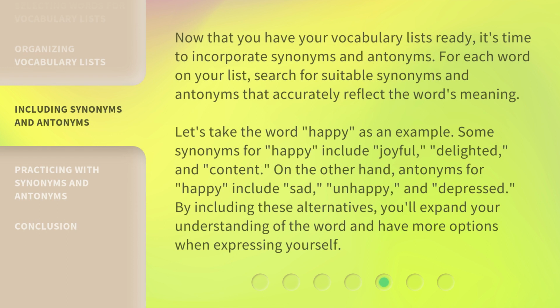Now that you have your vocabulary lists ready, it's time to incorporate synonyms and antonyms. For each word on your list, search for suitable synonyms and antonyms that accurately reflect the word's meaning. Let's take the word happy as an example. Some synonyms for happy include joyful, delighted, and content. On the other hand, antonyms for happy include sad, unhappy, and depressed. By including these alternatives, you'll expand your understanding of the word and have more options when expressing yourself.